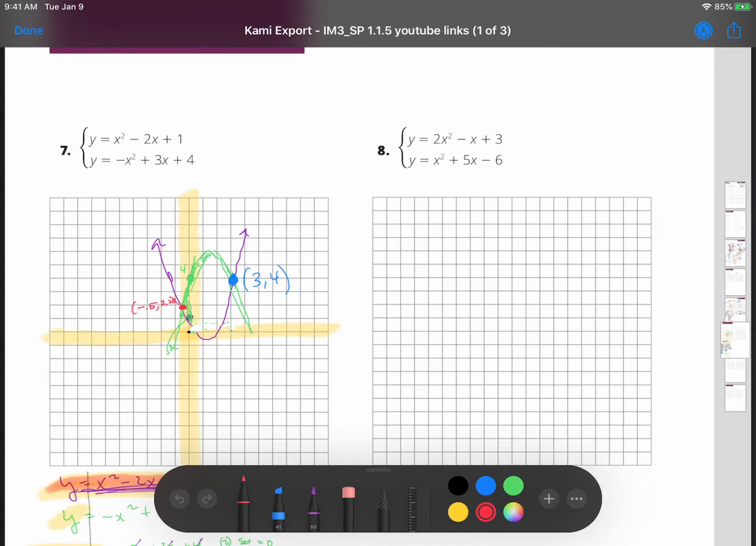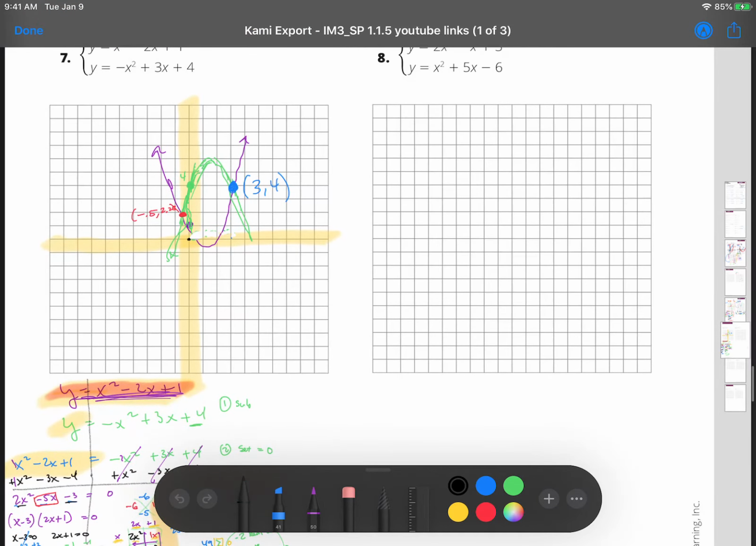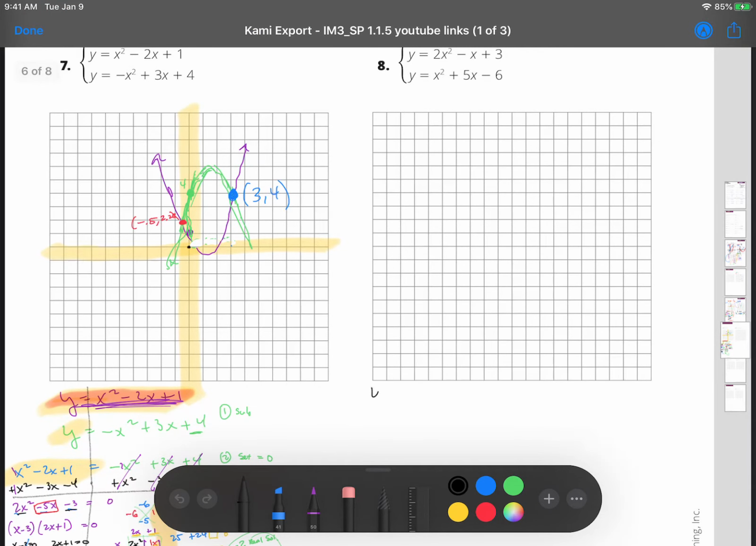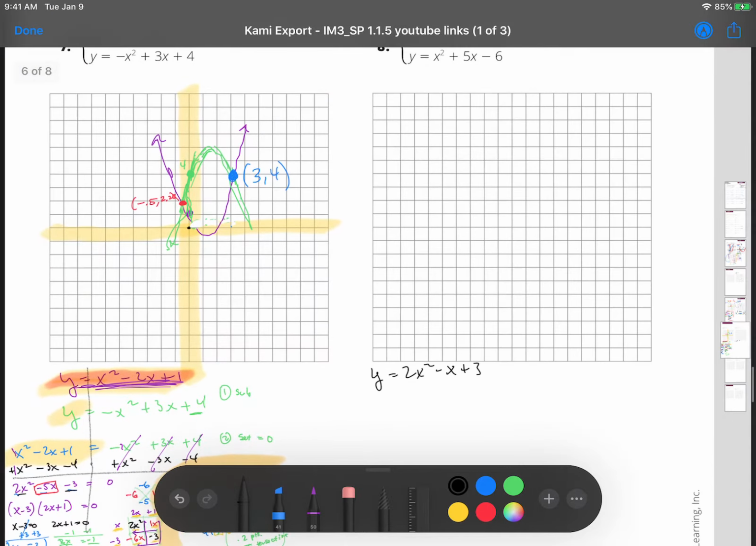All right, let's try D8. Let's solve this quadratic system. Write this problem down below, giving us plenty of space. y equals 2x squared minus x plus 3, and y equals x squared plus 5x minus 6.